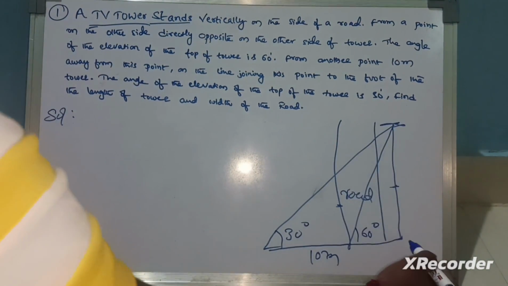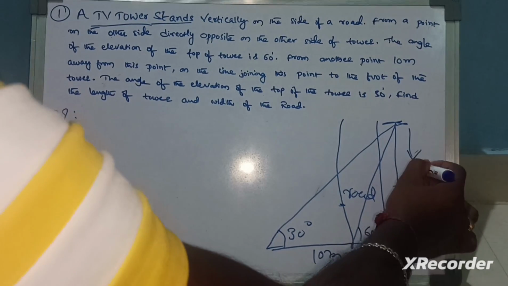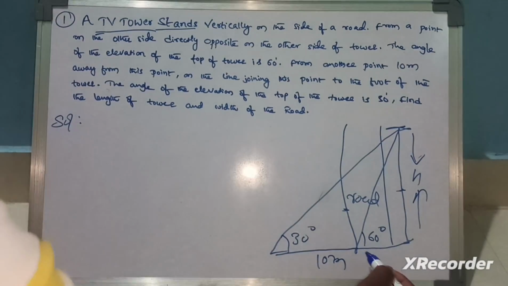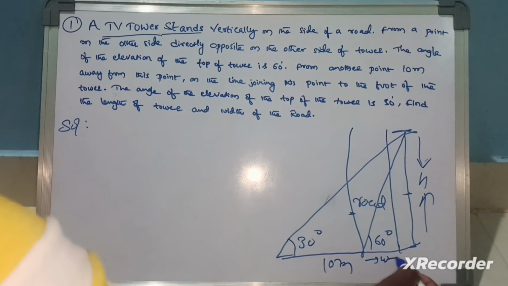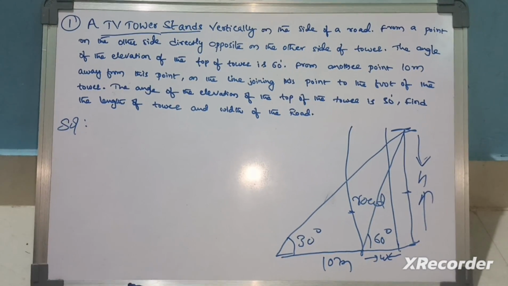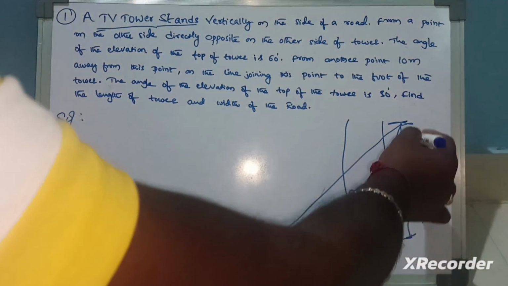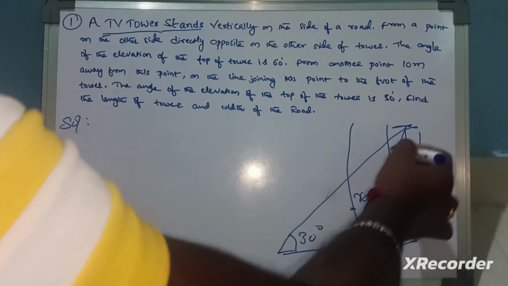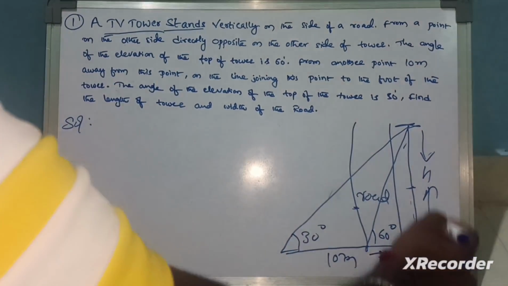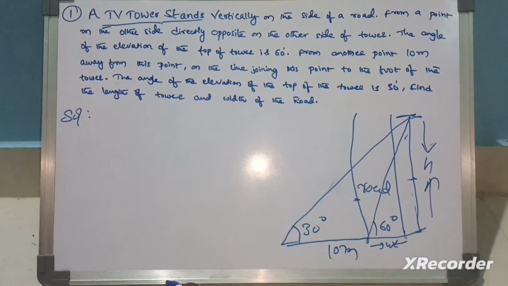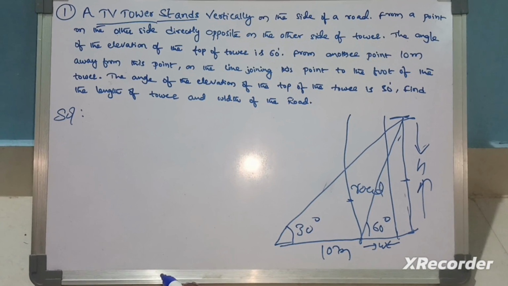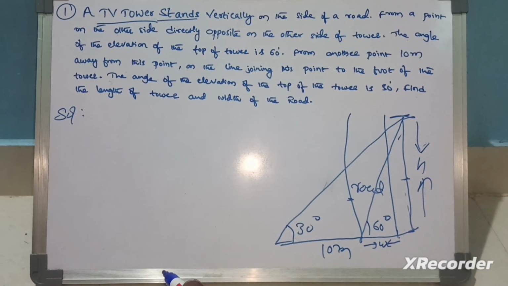Okay, if this is a tower, we need to find this h, and here the width of the road, so we should find this w as the width. Okay, hope this is clear. This will be the total triangle, I mean the bigger triangle, and here there will be one more triangle. Okay, we have two triangles in it. One is with angle 30 and the other one is angle 60.